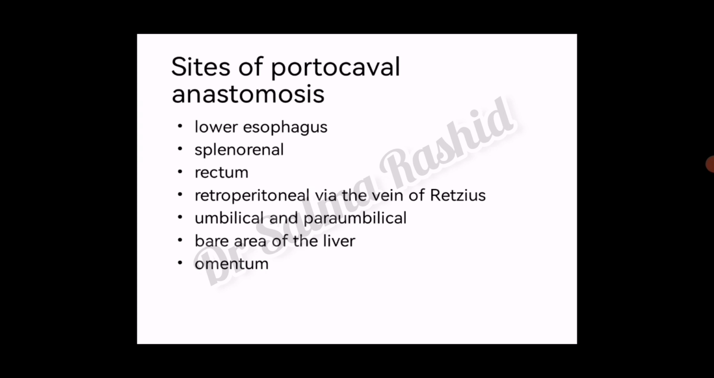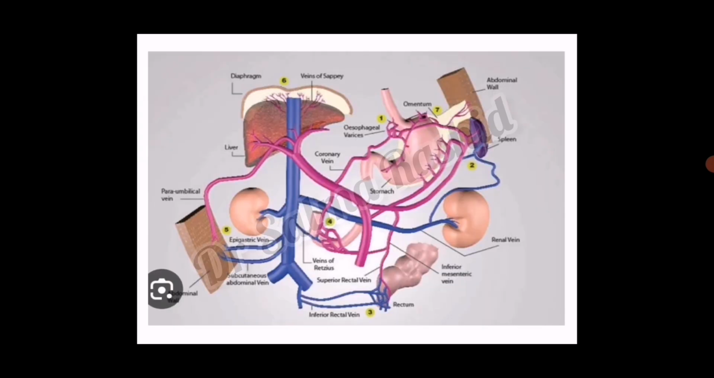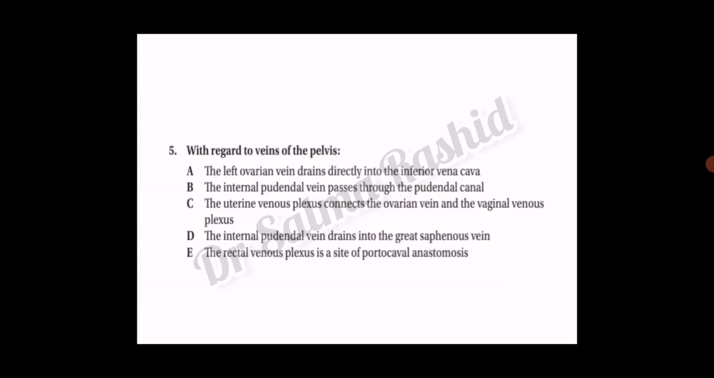What are the sites of portocaval anastomosis? Lower esophagus, splenorenal, rectum, retroperitoneal via the veins of Retzius, umbilical and paraumbilical, bare area of the liver, omentum. This is the diagrammatic presentation showing all seven sites of portocaval anastomosis. Now the question was, the rectal venous plexus is a site of portocaval anastomosis. It's true.